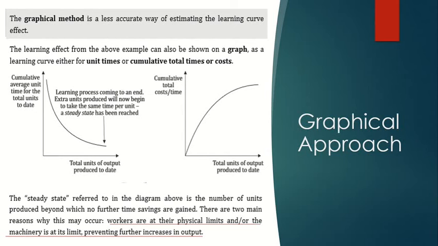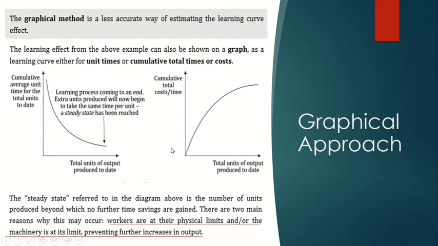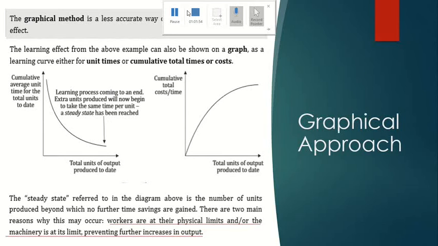So we are moving to the next method. It is graphical method. So graphical method, it is very straightforward. Here you can see graphical method is less accurate way of estimating the learning curve effect, but in your examination there won't be any computation on this.